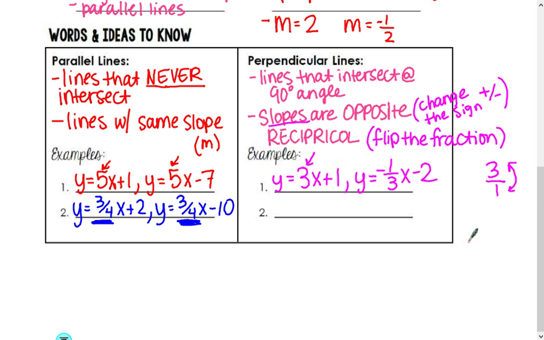All right, let's try one more example. Maybe we have y equals negative 5 over 2x plus 1. All right, so what would our new perpendicular line be? We have to change the slope. Opposite tells me to change the sign, so it's going to be positive. Reciprocal says to flip the fraction. Maybe it's that. So again, it all has to do with their slopes. Opposite reciprocals for perpendicular, or same slope for parallel.